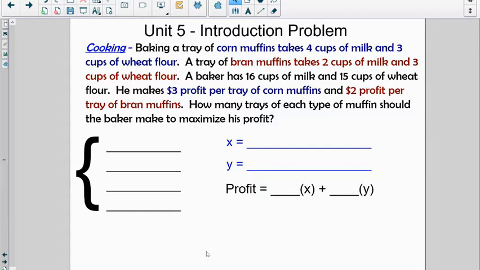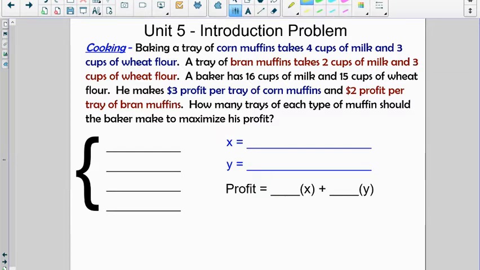So just to review, baking a tray of corn muffins takes 4 cups of milk and 3 cups of wheat flour. A tray of bran muffins takes 2 cups of milk and 3 cups of wheat flour. A baker has 16 cups of milk and 15 cups of wheat flour. He makes $3 profit per tray of corn muffins and $2 profit per tray of bran muffins. How many trays of each type of muffin should the baker make to maximize his profit?